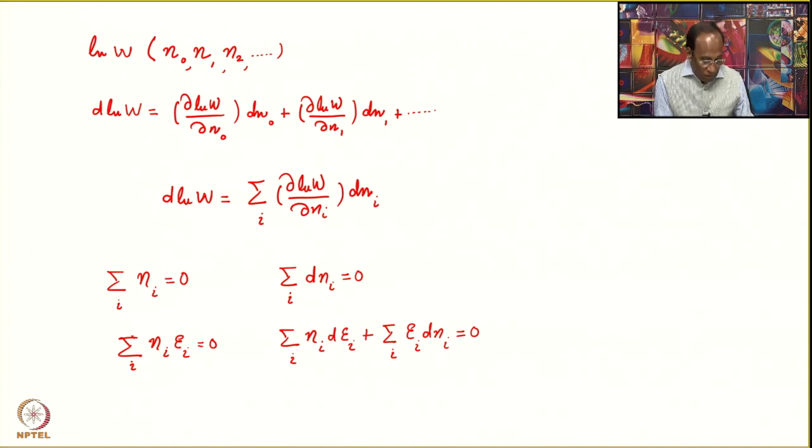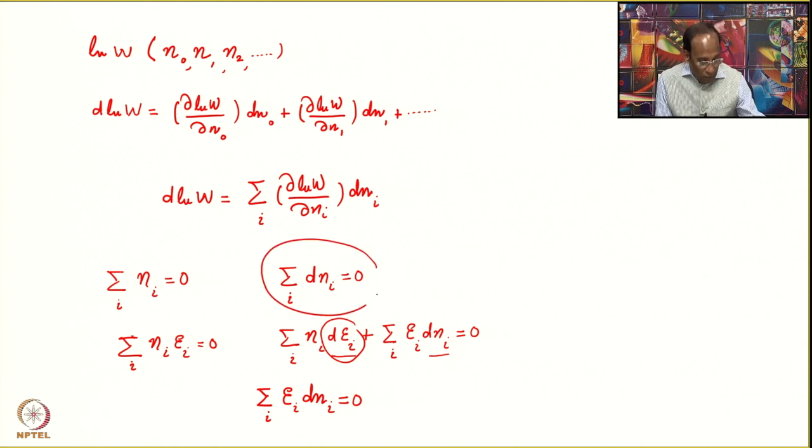We know that dNi's cannot be 0. Energy levels are fixed, energy states are fixed. Therefore, what is 0? This dE is equal to 0. So what we have here now is summation over i of Ei dNi equal to 0. This is my constraint number 1. This is my constraint number 2.